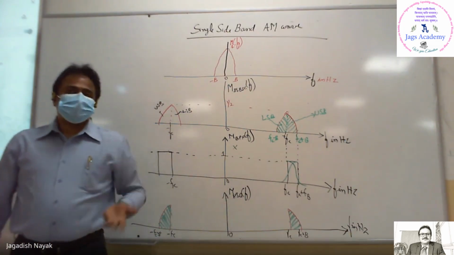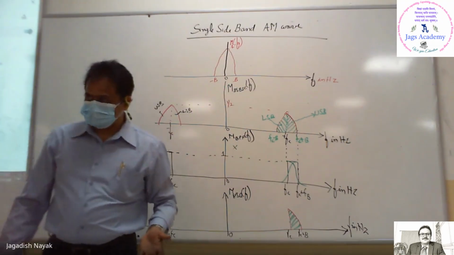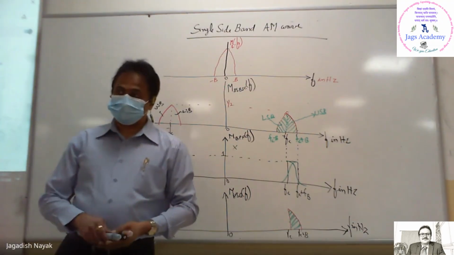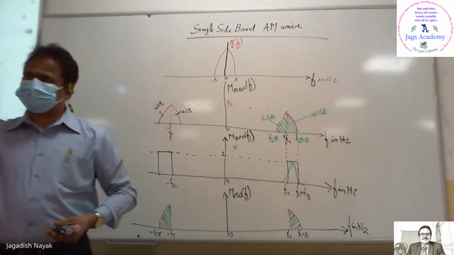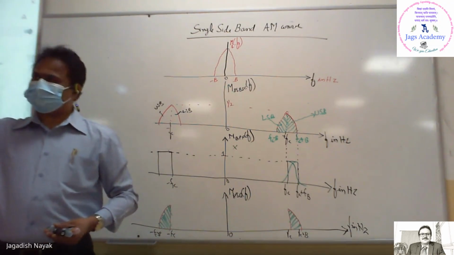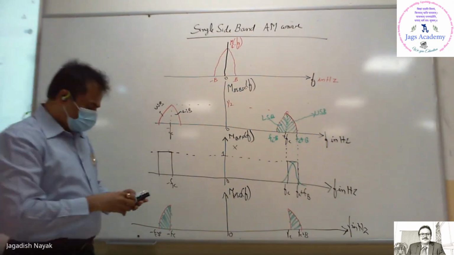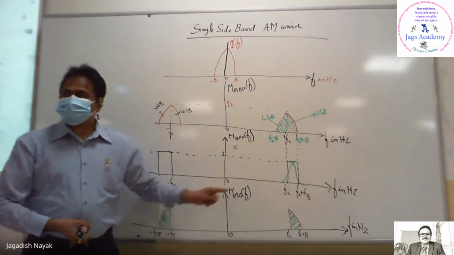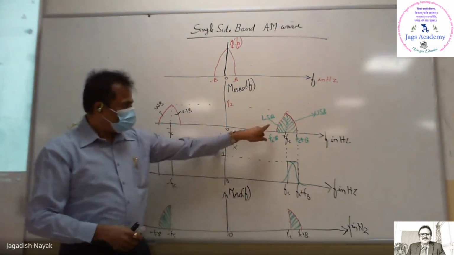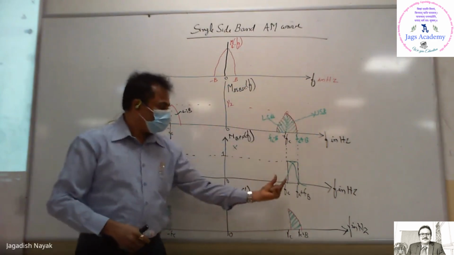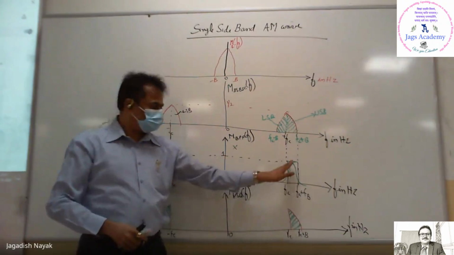Some other method which is used, we call it the Hilbert transformer method. We'll see. The Hilbert transformer method is very simple. The name looks slightly complicated, but the theory is very simple. Have you understood this? This is called the filtering method. Now suppose you want to keep LSB and remove USB, your band pass filter will be here. This will not be there.